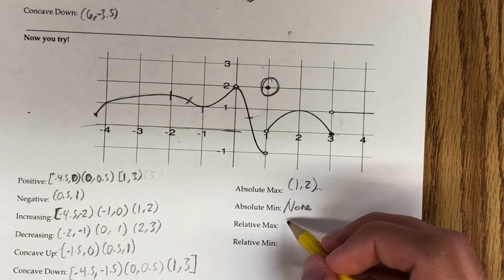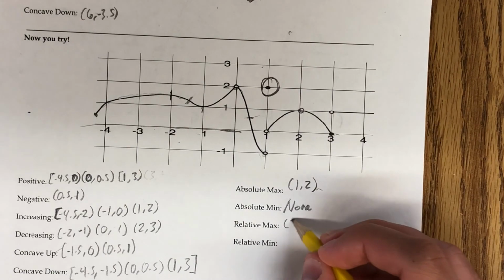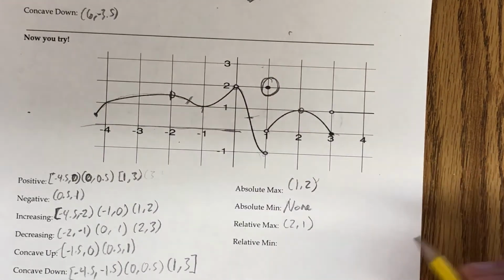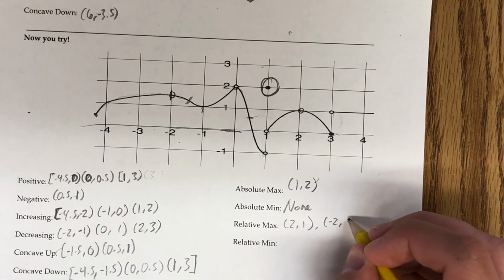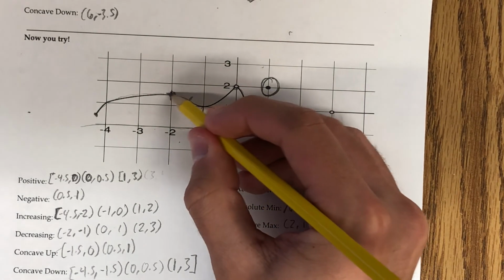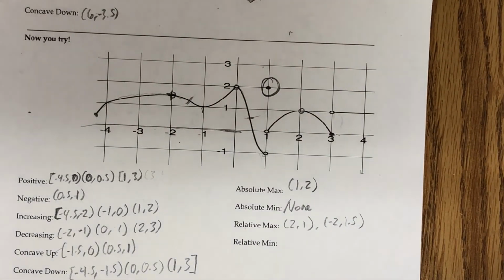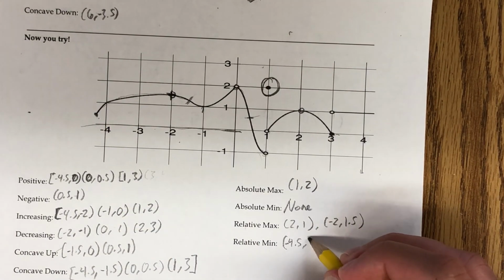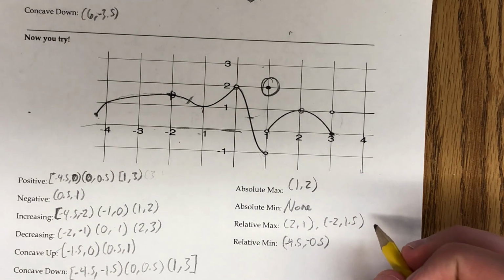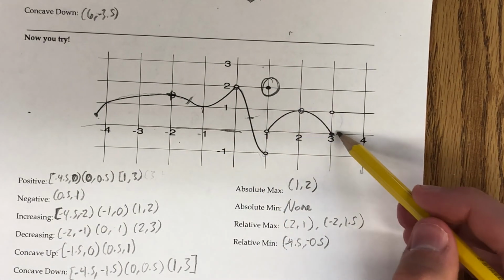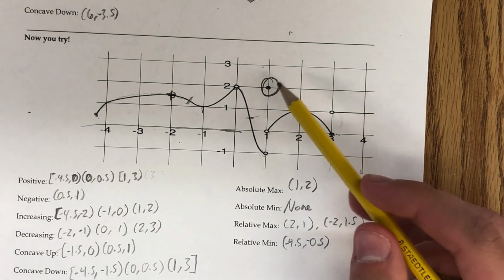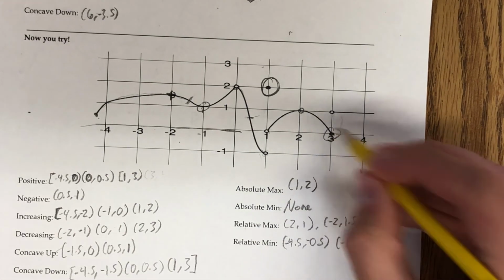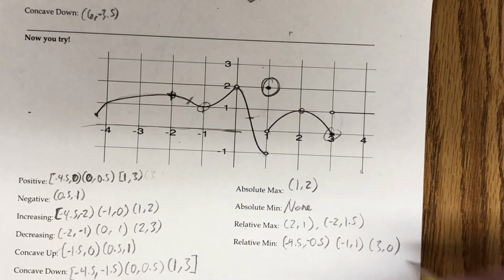Relative maxes. So high points. We have one here, I see, at 2, 1. In addition, I would say this point probably here is a relative max at negative 2, 1.5. So there definitely is a relative max somewhere around here, a high point there. Relative min, so we have this point on the end here at negative 4.5, negative 0.5. In addition, let's see, where else do we have relative mins? We have one right here at negative 1, 1, and we also have one here at 3, 0. And that's it.